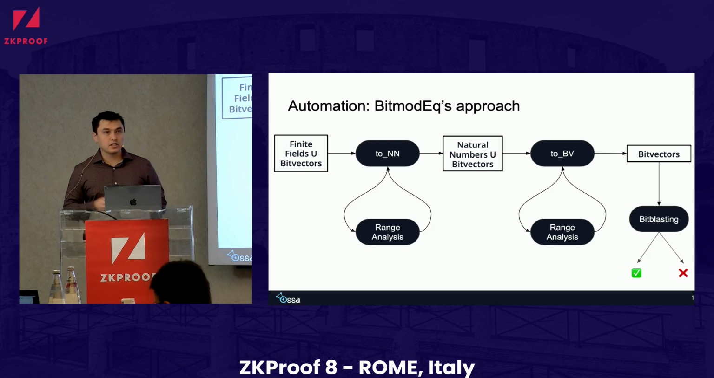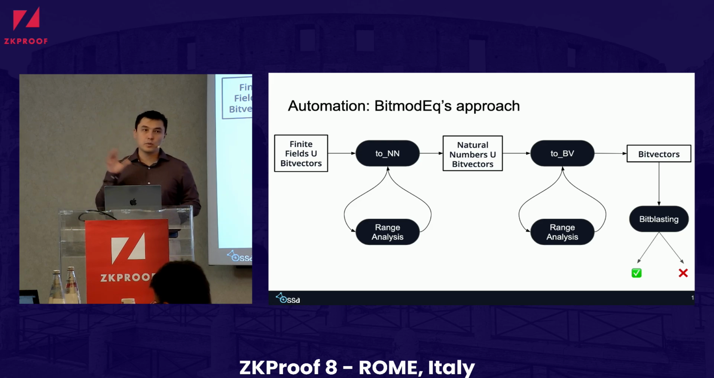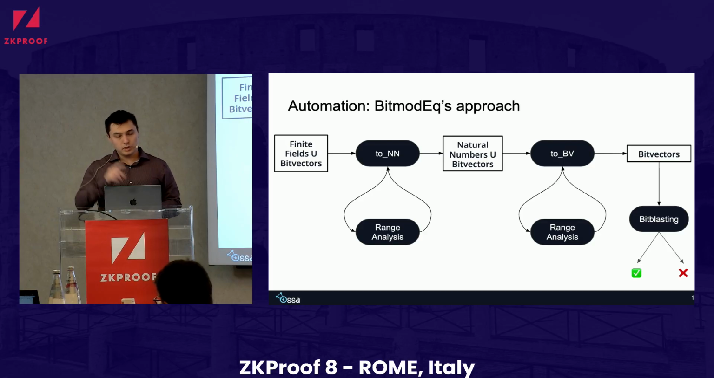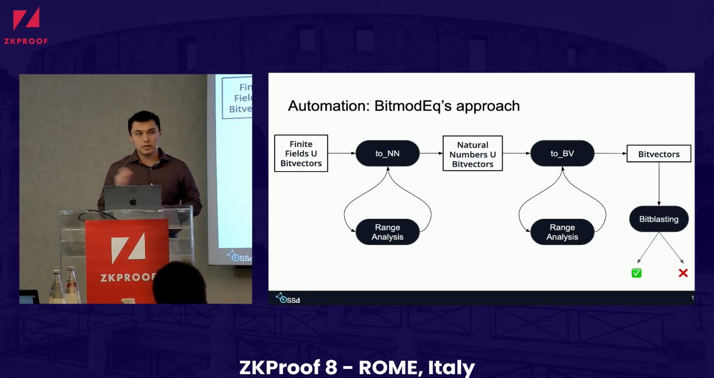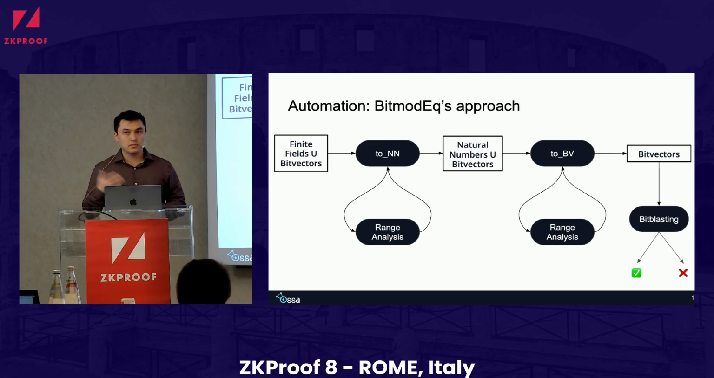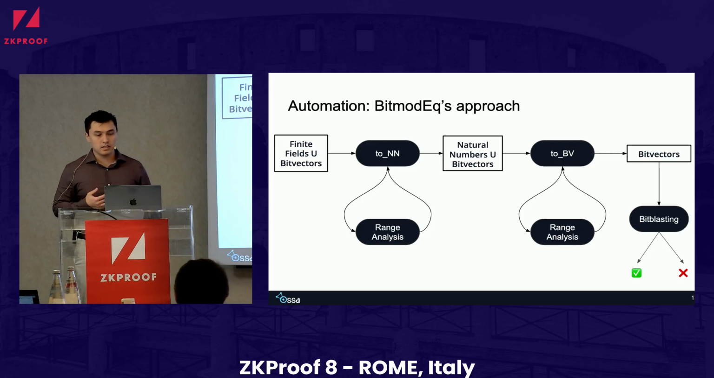The way bitmod_EQ works is that initially we have some statement over both finite fields and bit vectors. We do some range analysis to convert all of these into statements over natural numbers and bit vectors. Again, we do more range analysis to convert all the natural numbers into bit vectors. Once everything's in bit vector land, this is very nice for existing automatic solving tools. So we use BV_decide to automatically bit blast, and then this will be able to automatically verify the statement for us.